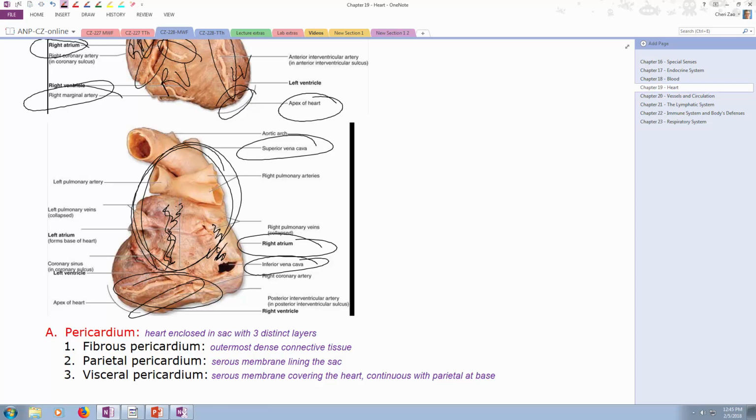The important thing is, do you guys remember already from lab, what vessels go into the left atrium? Are they arteries or veins first?